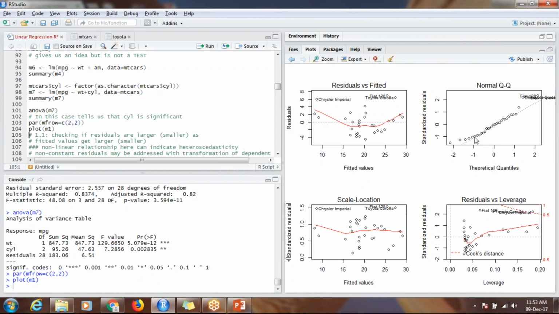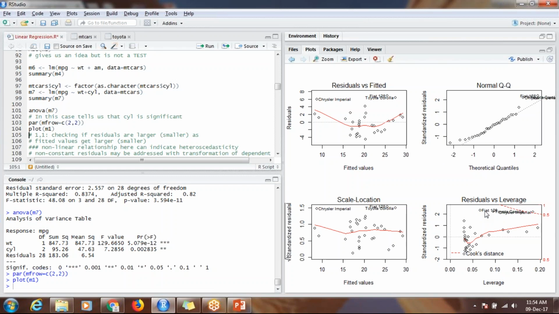QQ plot is mainly my normality of error. So whether I'm getting a normal pattern or not. This is my standard residuals, standard errors, and with a standard normal curve, whether it is following that pattern or not. So my plot should be along the line. If it varies away, then I can conclude that it is not normally placed, or my residuals are not normal, or it is having some pattern. So ideally, it should be along the line.